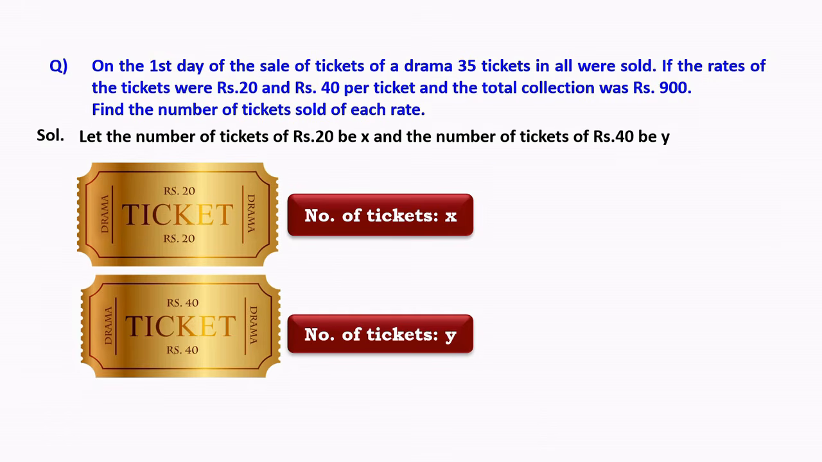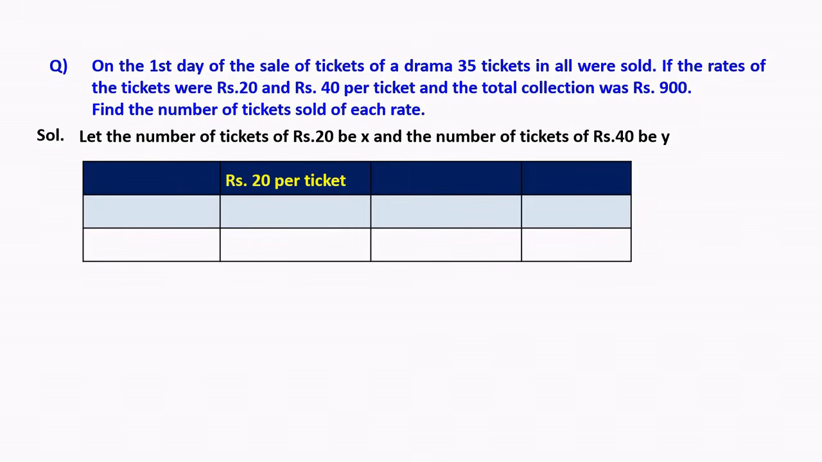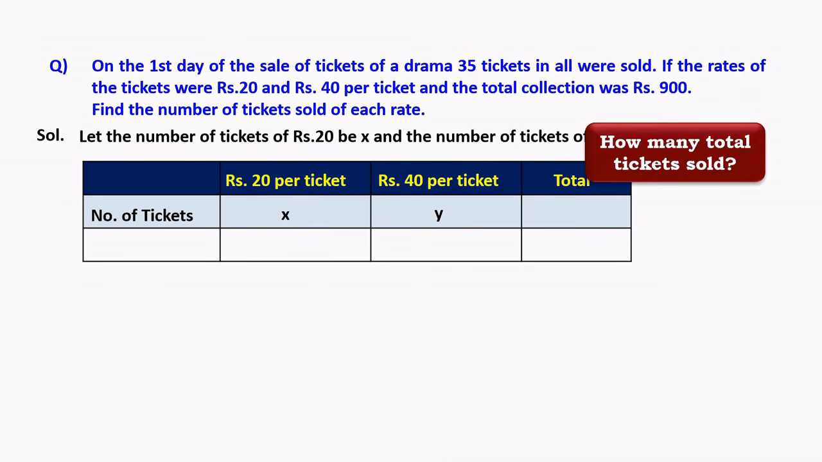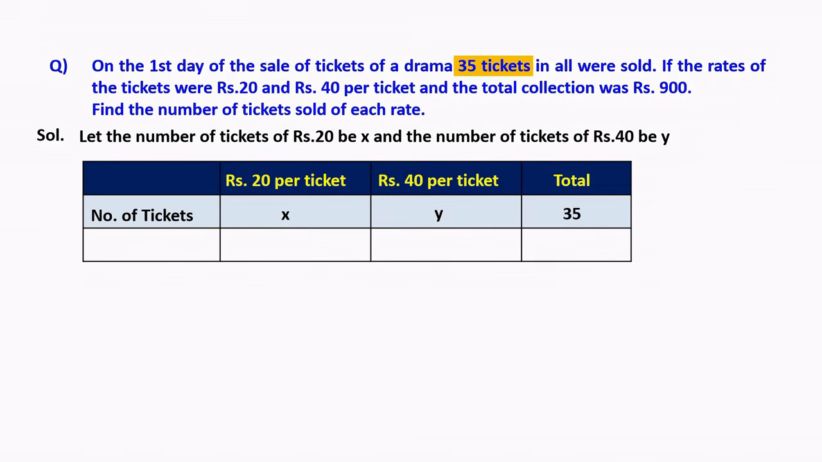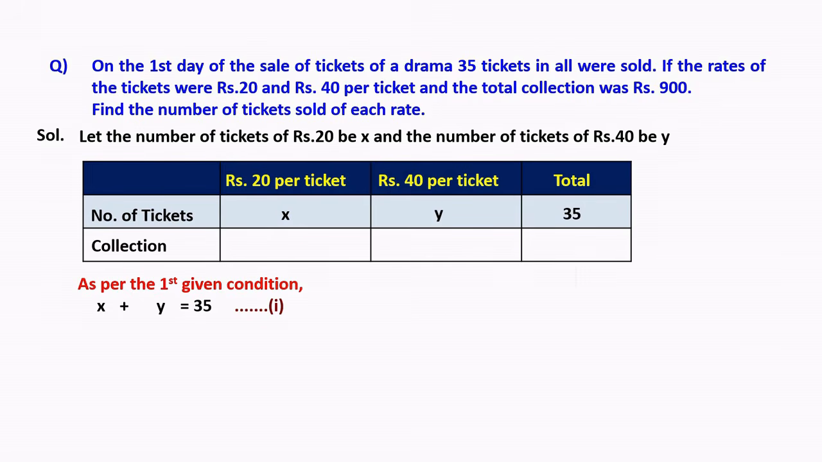Let us understand the sum with the help of a table. Number of tickets of 20 rupees is x, number of tickets of 40 rupees is y, and the total number of tickets is 35. As per the first given condition, x plus y is equal to 35. The second condition is about collection.